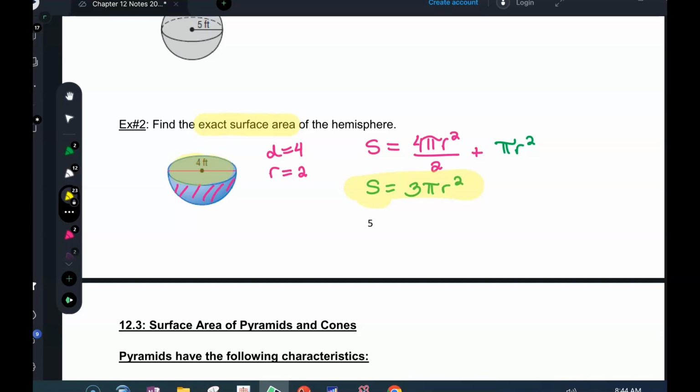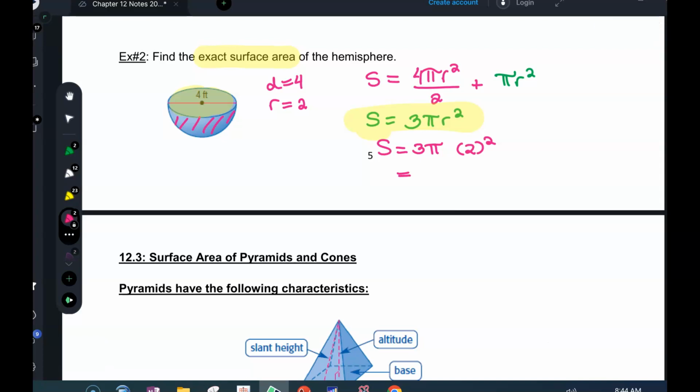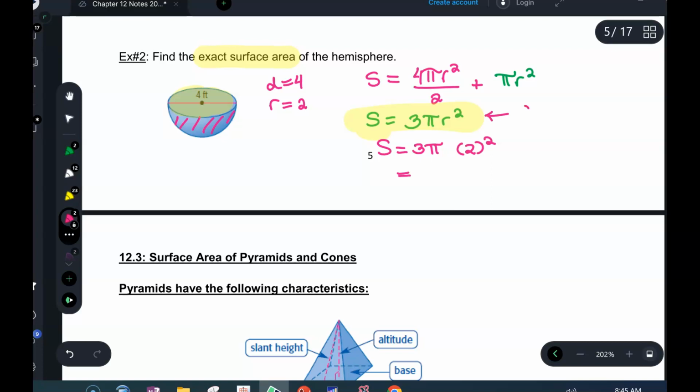Can't we just do the 3 pi r squared? Yes, that's exactly what I'm saying. We could just plug into 3 pi r squared, because 4 divided by 2 gives us 2. So this is 2 pi r squared plus another pi r squared, so that's going to be 3 pi r squared. We can always go right to 3 pi r squared for the surface area of the hemisphere. Okay, so this is the formula for the surface area of a hemisphere.